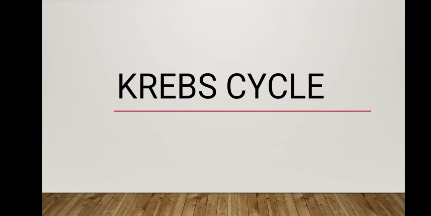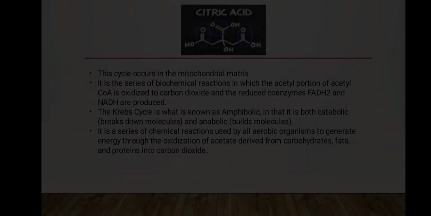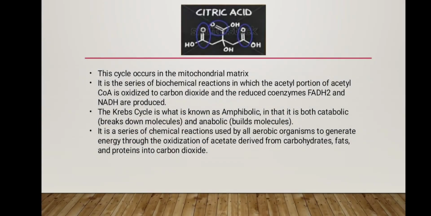Krebs Cycle. It was named after Hans Adolf Krebs, who discovered it in 1937. It is also known by several other names: the citric acid cycle and the tricarboxylic acid cycle. This cycle occurs in the mitochondrial matrix. It is the series of biochemical reactions in which the acylated portion of acylated-CoA is oxidized to carbon dioxide, and the reduced coenzymes FADH2 and NADH are produced.